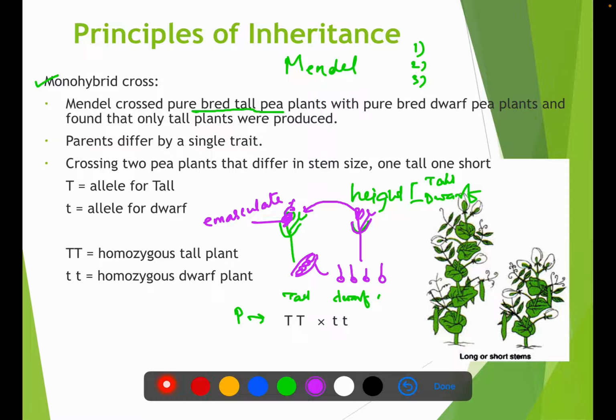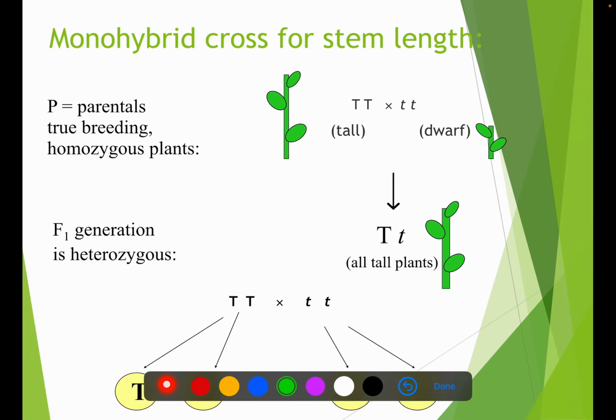Now after this, this is the gamete. What will come out will be small t. Here the gamete which will come out is small t, and these two will fuse and you will get the F1. Now in the F1, he found that the F1 generation were all tall plants. He crossed tall and dwarf, but F1 was all tall plants, indicating that out of tall and dwarf, the tall was expressed. So tall became dominant.